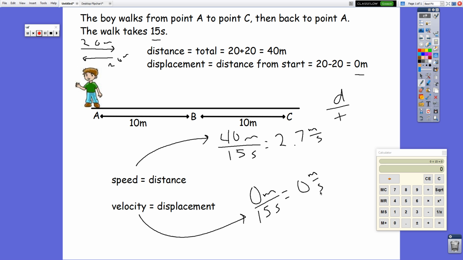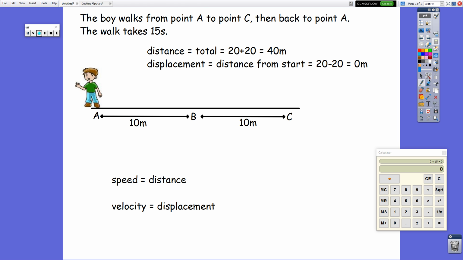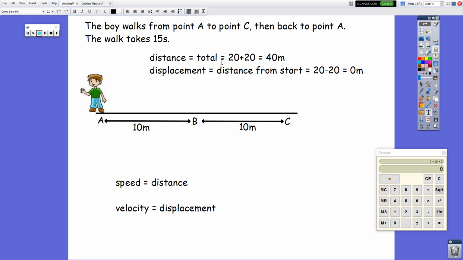Now normally, again, a velocity would have a direction on it, but since we didn't go anywhere, there is no real direction. So you might be saying, how could it be 0? Again, displacement is your distance from your starting position. We started at A, we ended at A. We did a lot of moving, but we didn't go anywhere. Let's change it up to something that is actually going to have a velocity. Clear this out. Let's get rid of this.